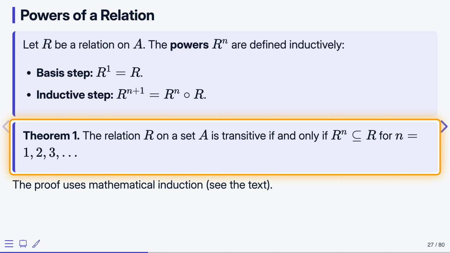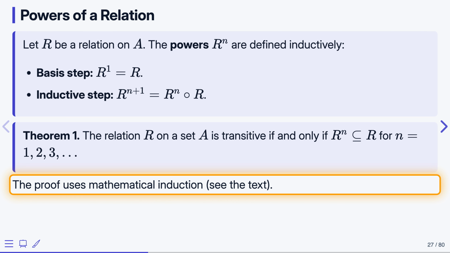Now a useful fact. Theorem 1 says the relation R is transitive if and only if R to the power n is a subset of R, for every n equal to 1, 2, 3, and so on. In plain words, a transitive relation never gains new pairs when you raise it to a power. The proof uses mathematical induction, and you can find it in the text.